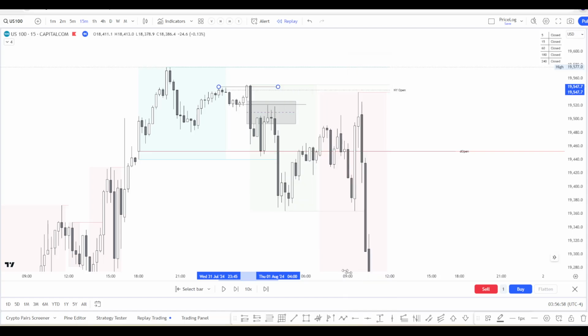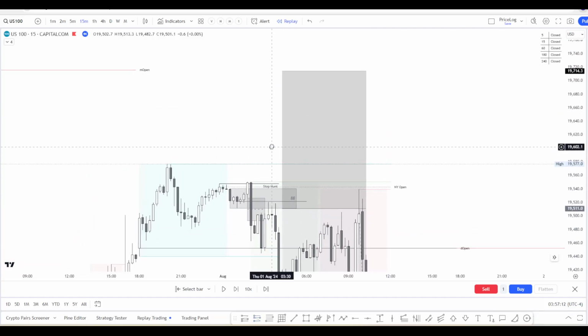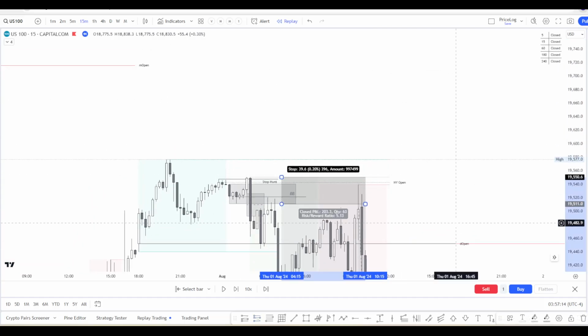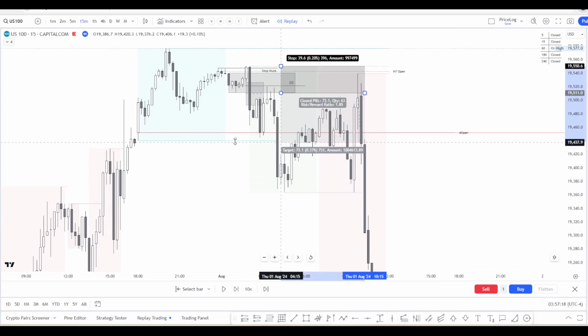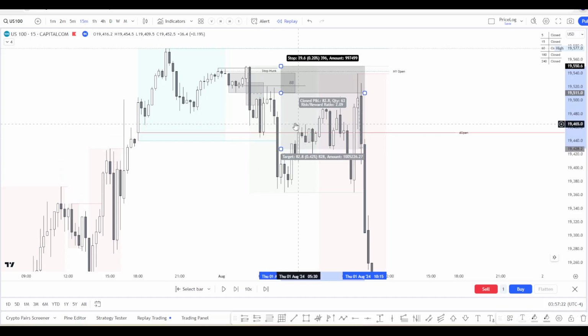Stop hunt. Breaker block. Fair value gap inside of the breaker block. What is this entry function? It's a unicorn. 2R. 10 points. Whatever you want.